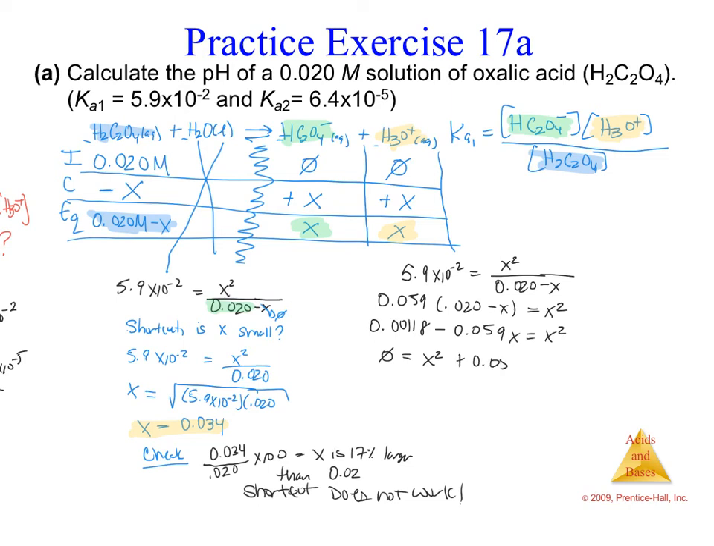We end up with x squared plus 0.059x minus 0.00118. So now I can see a equals 1, b equals 0.059, and c equals negative 0.00118. So now I'm going to go ahead and go on to a quadratic formula calculator on the computer and plug in for a, b, and c, and the two values of x that we get.